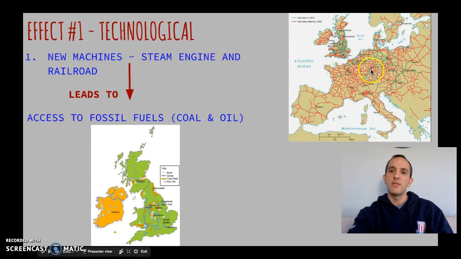So this is Great Britain. You can see France right here. This is what's eventually going to become Germany. Spain, not so much. Portugal, not so much either. Russia over here, not so much industrialized.